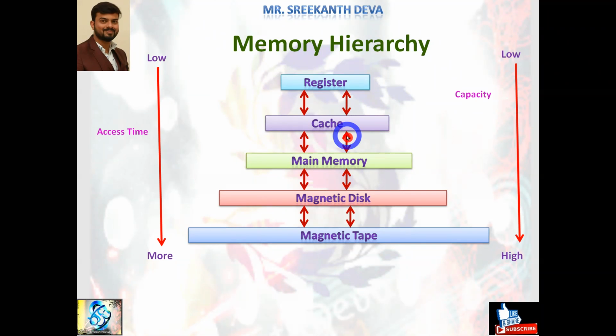Next, cache memory. See, this is a level below the register. The cache memory works at a very fast speed, but is also extremely expensive as compared to what?